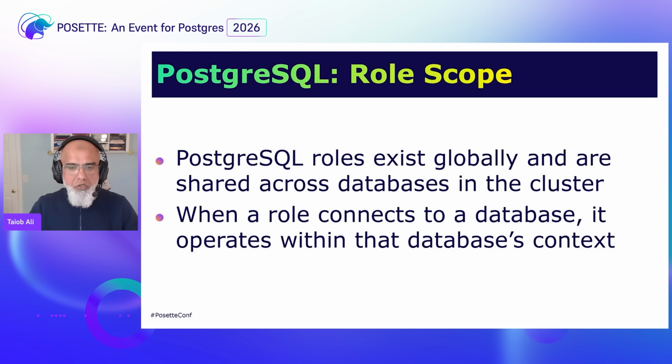Role scope. I talked about it briefly a few times, so I'm going to mention that again. A role we always create at a cluster level, globally shared across the databases. But when we want that role to connect to the databases, it has to be in the database context, and whatever permission it has within the database context, that boundary doesn't change between the databases. Doesn't matter how many databases I have in the cluster.